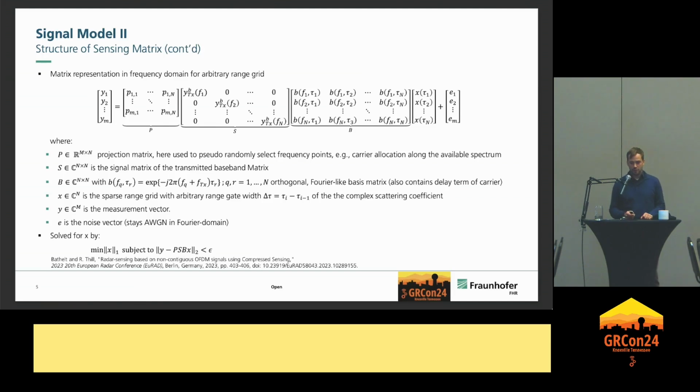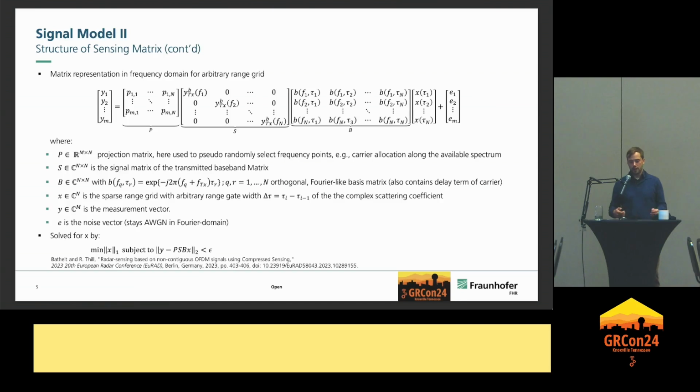So we have our received vector Y, and then we have a sensing matrix, which consists of 3 components. Matrix P, which is our selection matrix, where we select the subcarriers we want to send on. Then we have our signal matrix S, where our baseband signal is, and then we have the matrix B, which is a Fourier-like basis matrix, where we also have the phase delay put in, which is introduced by the respective subcarrier. And then we have the vector X, which is the scenario we want to see. So those are our range samples, basically.